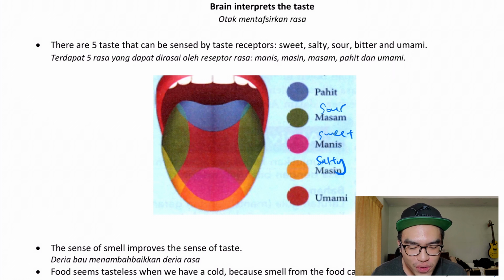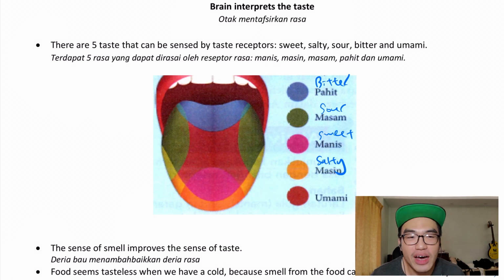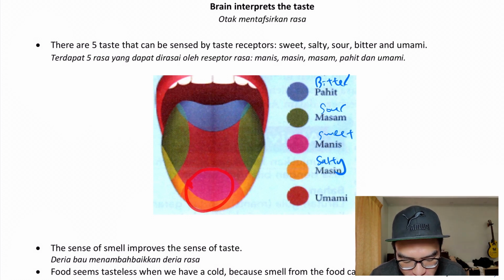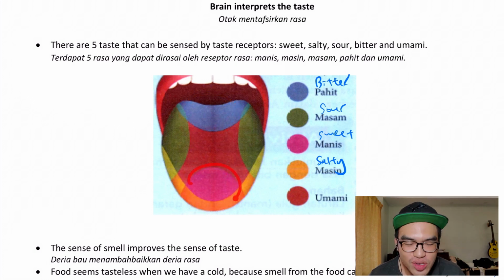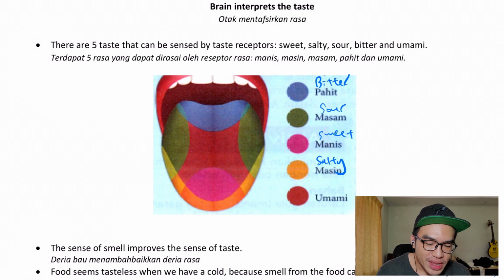Next, we move into pahit, which is bitter. Bitter is located at the back part of the tongue. Quick way to memorize this: the opposite of sweetness, which is in front, is the back. Therefore, sweetness is opposite to bitterness. That is a very easy way to remember.